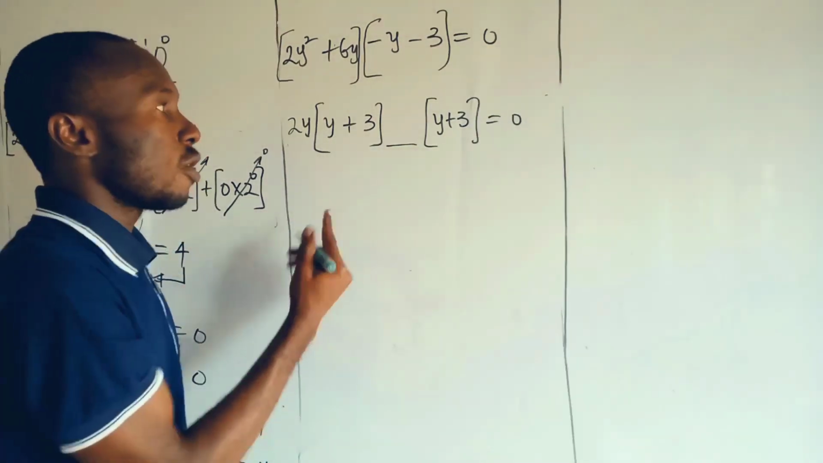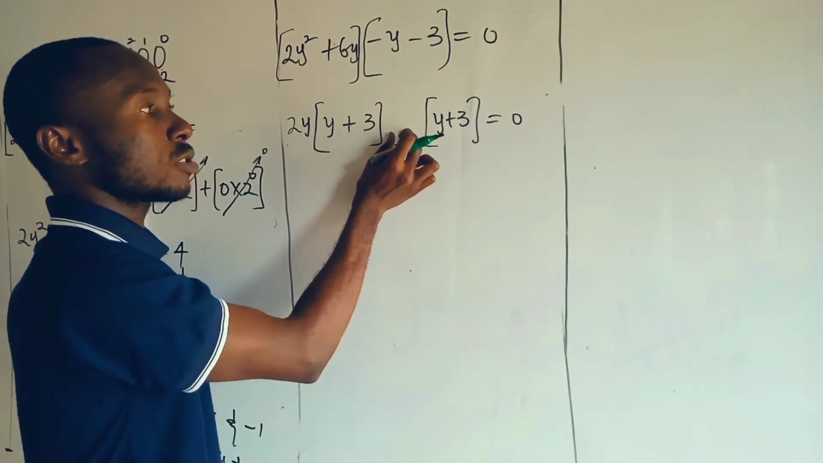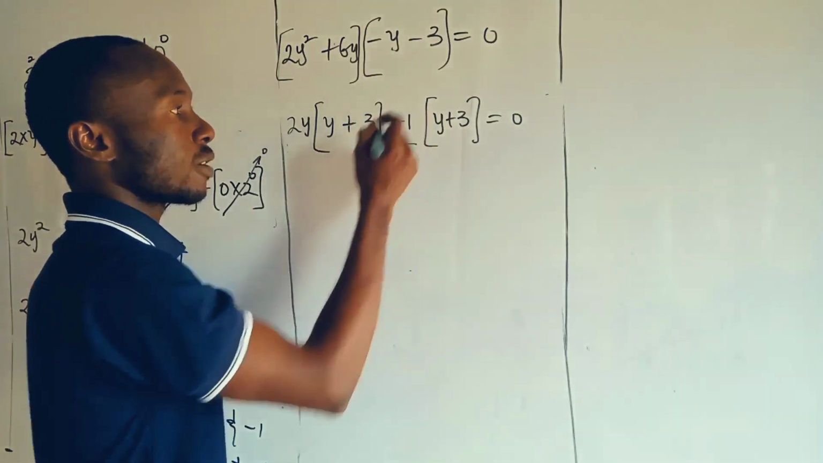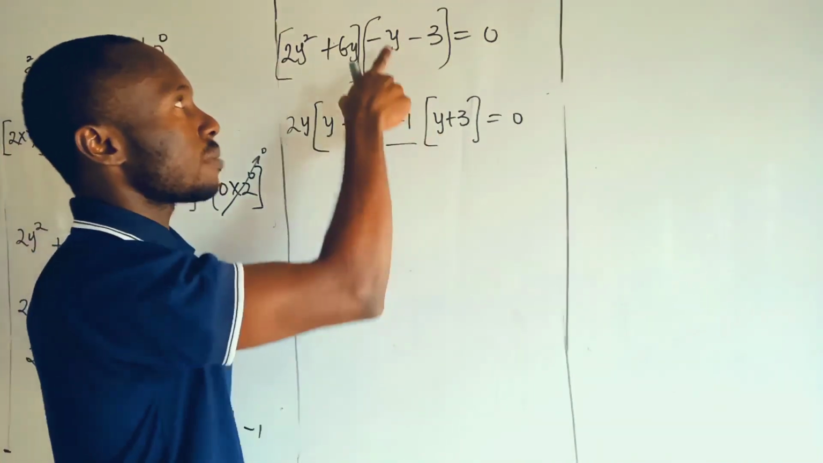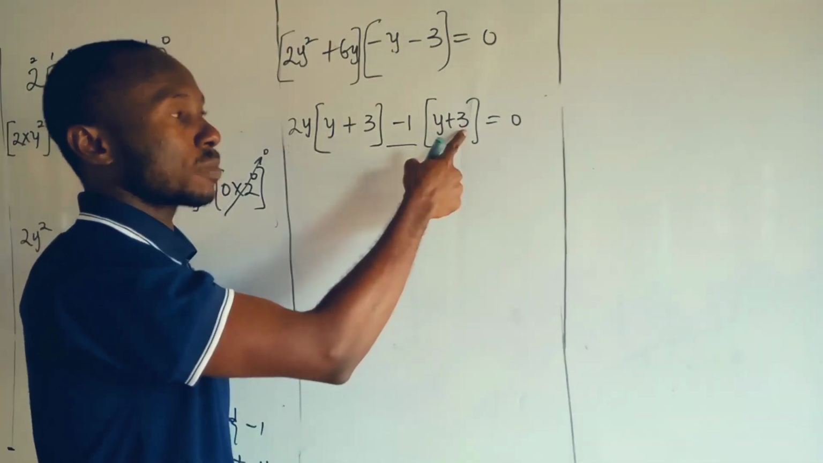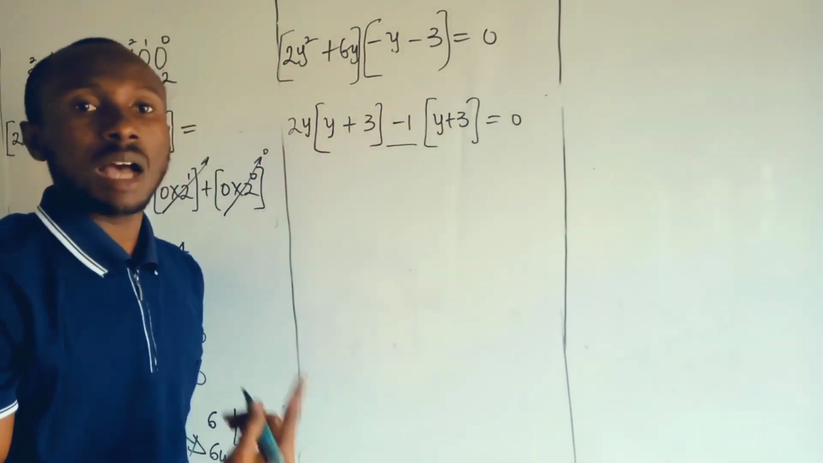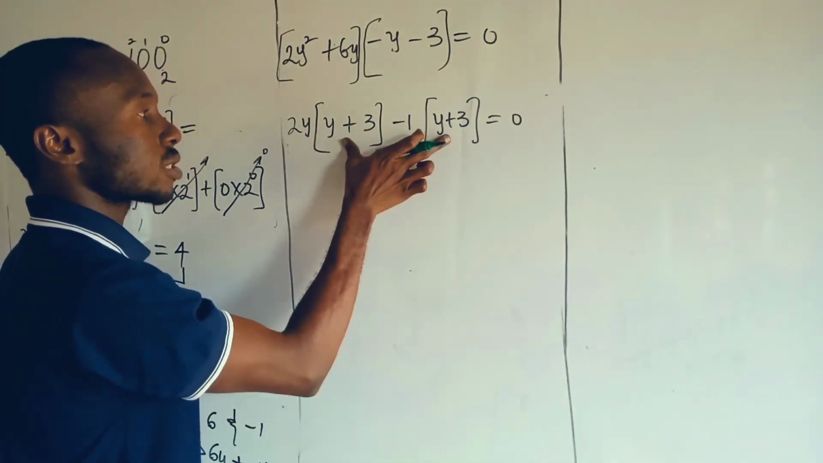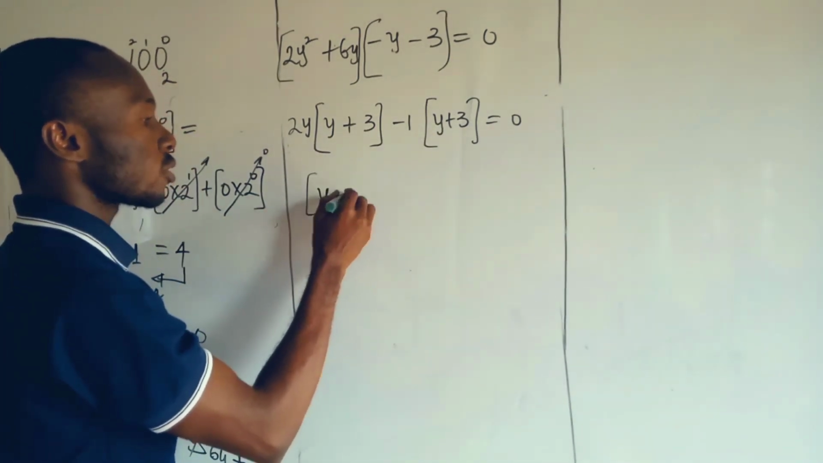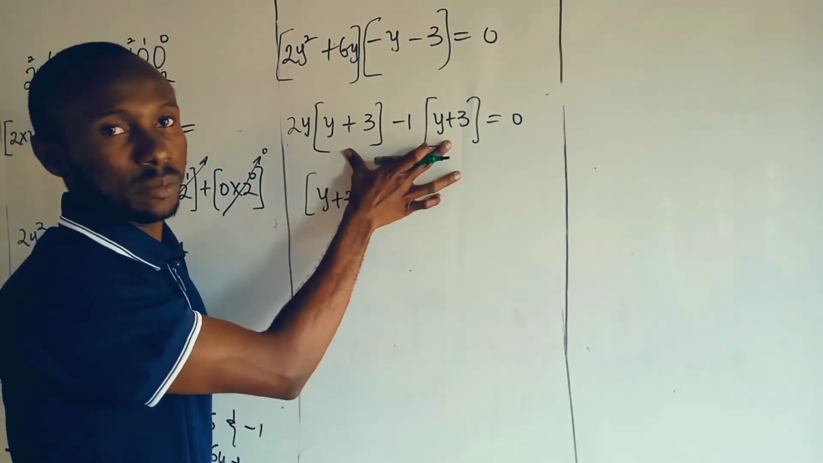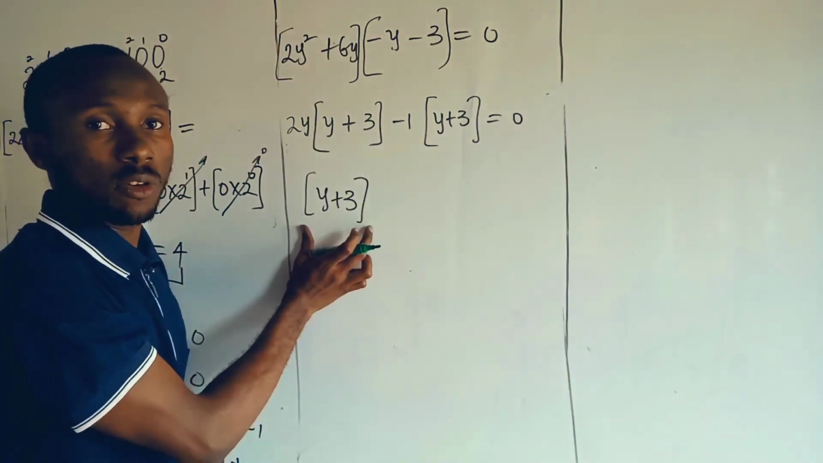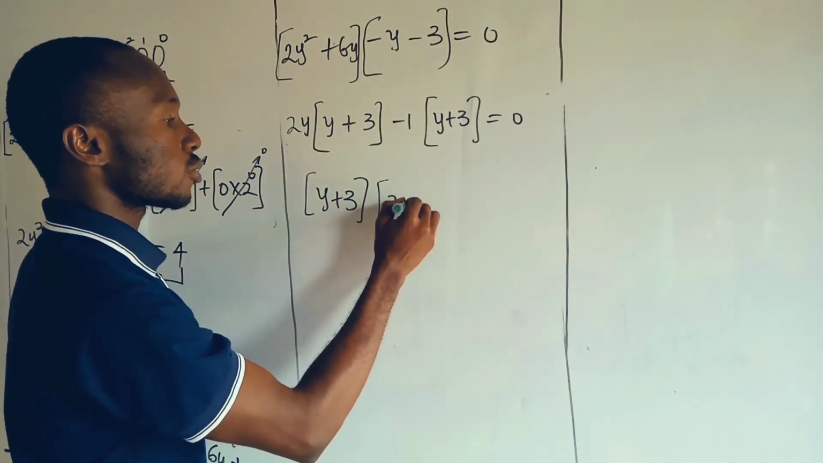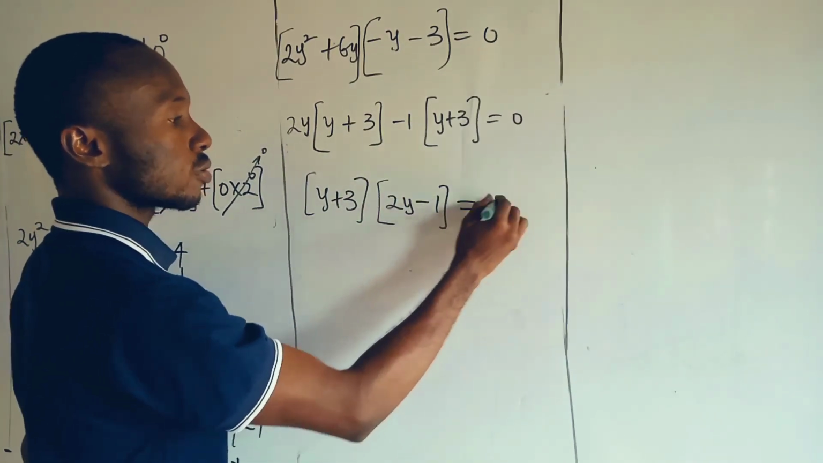Then I ask myself, what value will I put here so that when I multiply by y, I'll get minus y? Of course, the value is just minus 1. Minus 1 times y will give me minus y, and minus 1 times positive 3 will give me minus 3. You see, this is how we solve quadratic equations. Very simple. Now these two guys become the first factor, which is y plus 3. That's why they must be the same, because we converge them to a single factor. And this guy outside becomes the next factor, 2y minus 1 equal to 0.